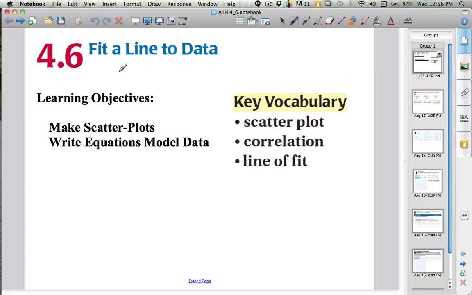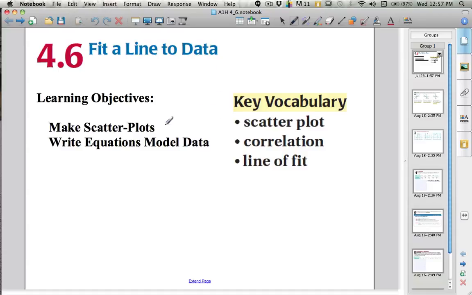So in section 4.6, we're going to work with fitting a line to data. Now this section is much more real world than some of the others. The others are very much part of a basic education, whereas this is more the way linear algebra gets used in more commercial enterprises to actually make decisions and to analyze data.